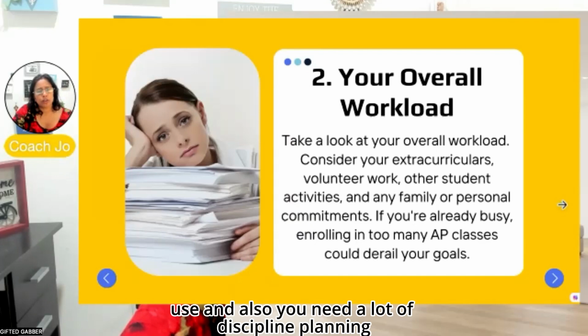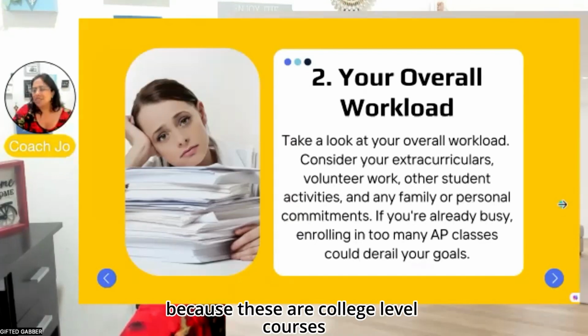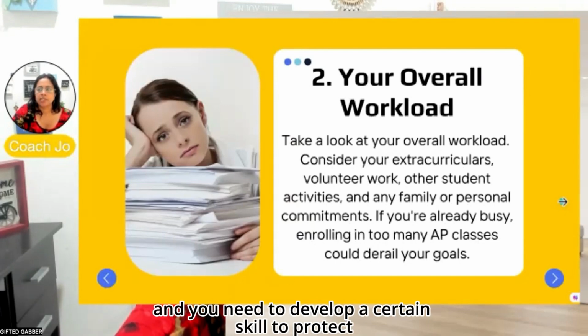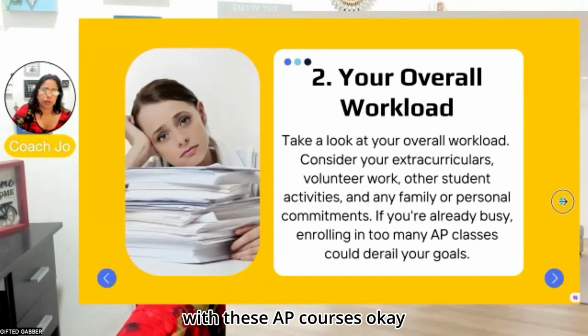And also you need a lot of discipline and planning, because these are college level courses. You're in high school, right? It's going to be intense, right? You need to develop a certain skill to put up with these AP courses, okay?